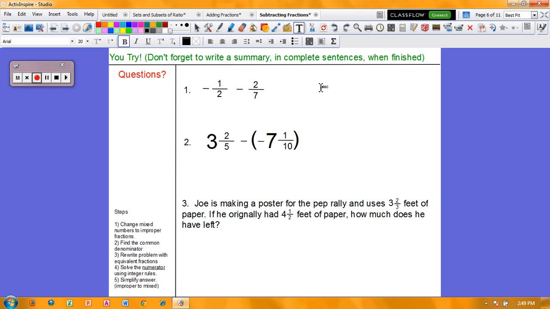Alright, now it's time for you to try. So we've got some subtraction problems here, and then we have another word problem. Again, make sure your answer is in a complete sentence on your word problem. If you've had questions, make sure you've recorded them in the left columns, and don't forget to write your summary in complete sentences when you're finished. Bring your notes to class with you tomorrow, and I will see you next class day.